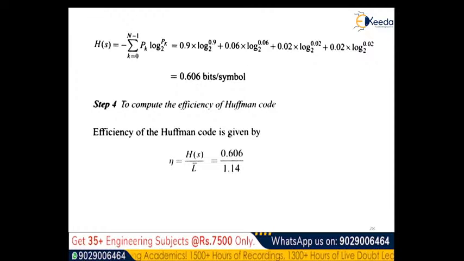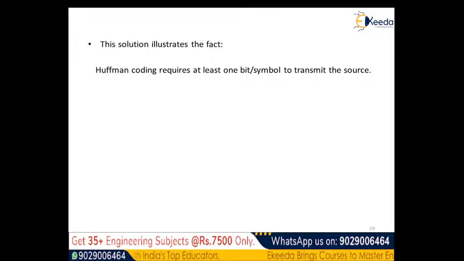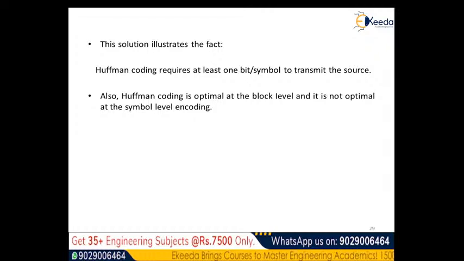The value is 1.14. So this ratio comes out to equal 53.15 in terms of percentage. So this is the solution to part A here, and from this particular solution the fact can be noted down that the Huffman coding requires at least 1 bit per symbol to transmit the source, and also the Huffman coding is optimal at the block level and it is not optimal at the symbol level encoding. Now we have problem number 2, part B here.